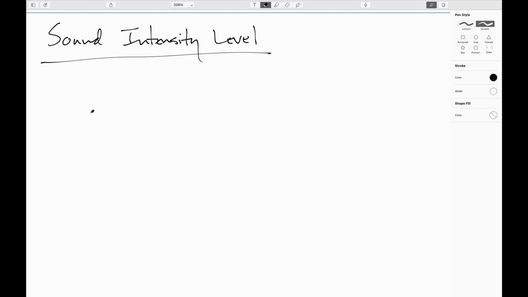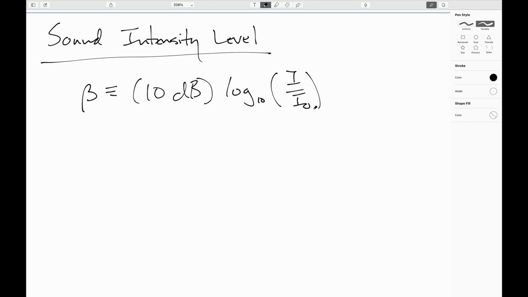And it turns out that the model that the biologists who've done this give us is that this is a lowercase Greek beta. Draw one like that. It turns out that this sound intensity level can be well fit to this empirical relationship: 10 decibels, I'll get into a decibel in a second, log base 10 of I over I naught. So let me get to each of these things in turn.